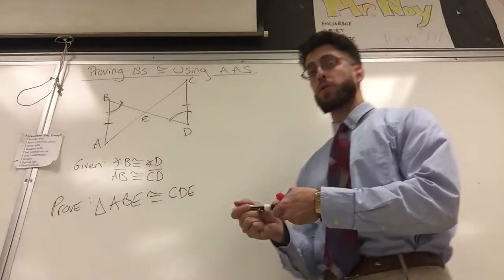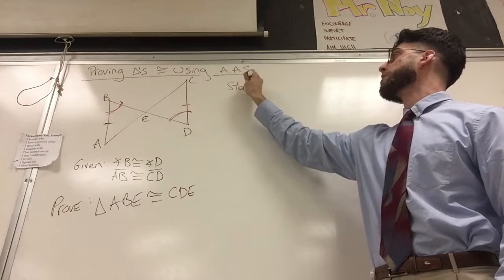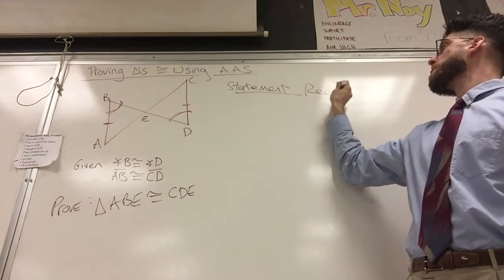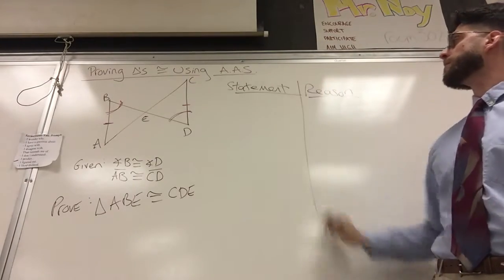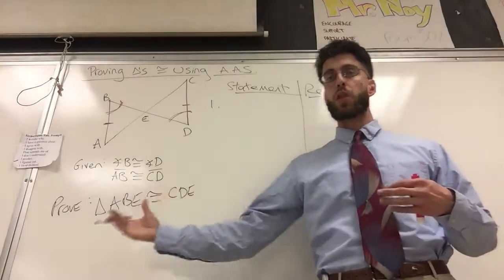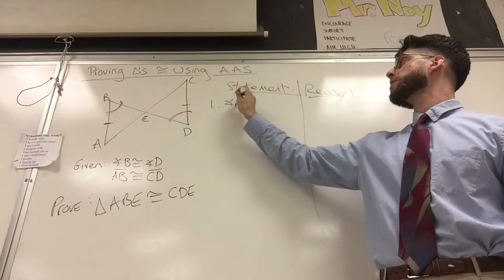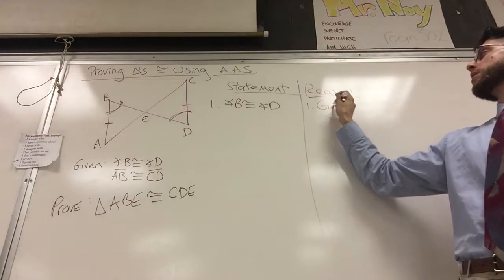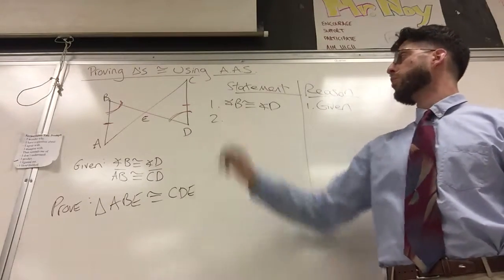How do you start a proof? You say stuff, and you explain stuff. So say something. Tell me something. Give me a statement. And then when you say it, tell me why you said it. All right. Don't start saying random things. Start by saying what you see. I see angle B is congruent to angle D. So I'm going to say, well, that was right there in the picture as part of the problem. It was given.